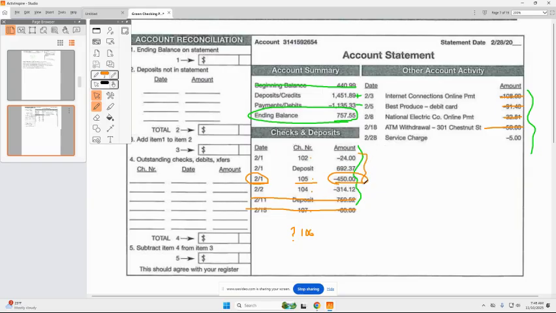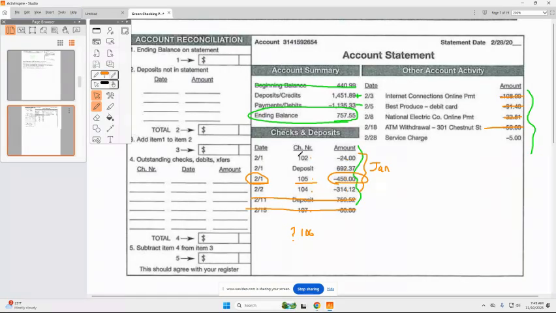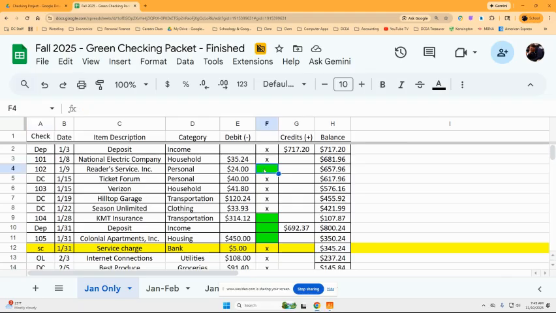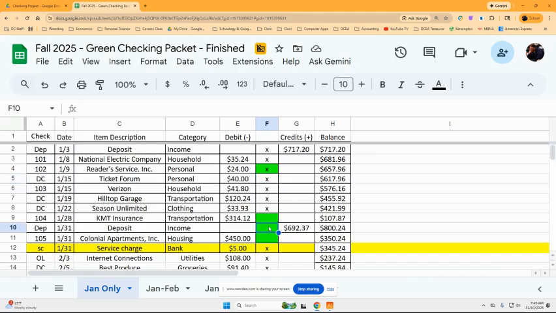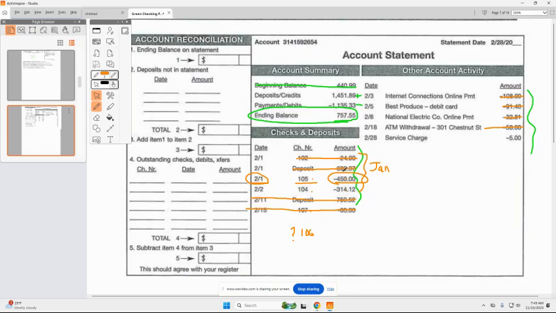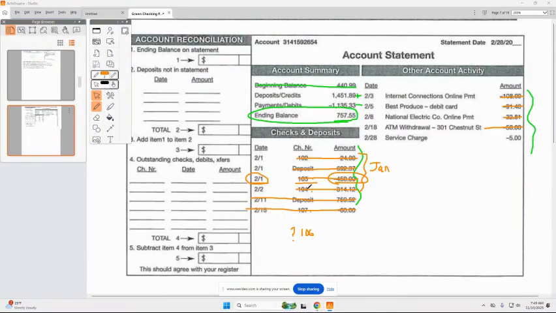So we've got some transactions over here that we did back in January. We don't know why it took them till February to clear the bank, but it did. So we're going to go back and we're going to mark off these 4 transactions. They just have to go back to January. So I'm going to swing back here and say check 102 for $24. Right there. Done. Deposit for $692.37. Right there. Done. Check 105 for $450. Right there. Done. And check 104 for $314.